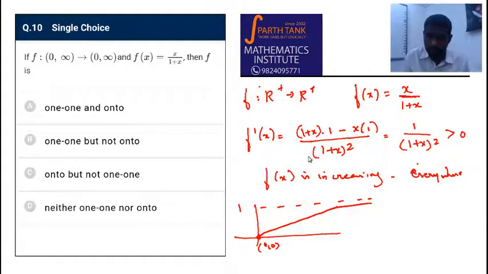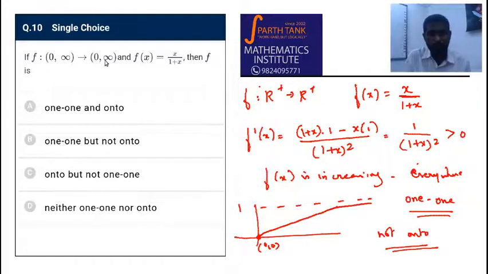Now we have shown that it is 1 to 1. If it is increasing everywhere or decreasing everywhere, it is a 1 to 1 function. Now how to show it is onto? From this graph, the value of the function can be only from 0 to 1, whereas the range is 0 to infinity. So therefore it is not onto. If the range was 0 to 1 here, then it is onto.